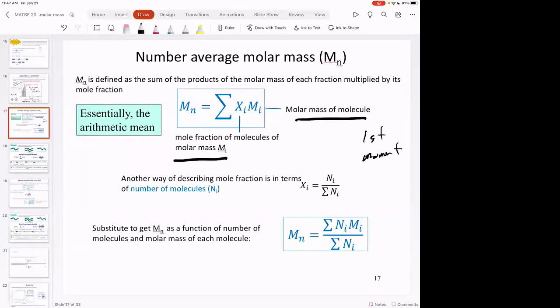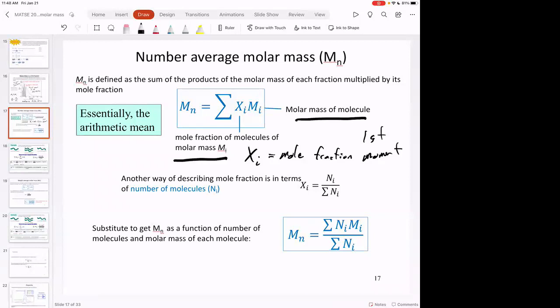But it's based on moles. X_i, and that's capital X_i, mole fraction. If you try and do this with weight fraction, you're going to be wrong. There's a different equation for weight fraction. And Mw, of course, has a different equation.